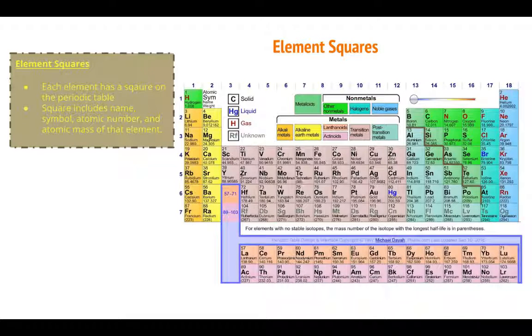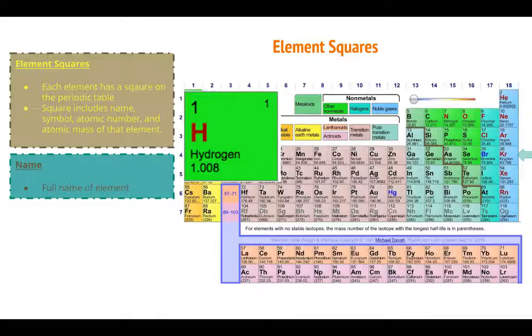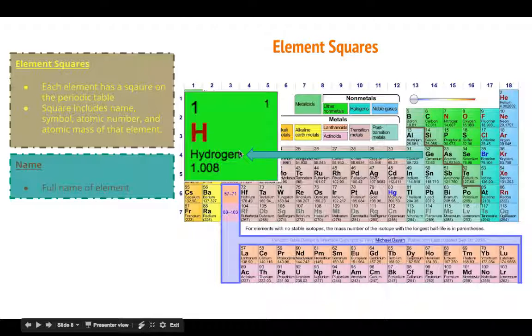And we have each one of these element squares, which is kind of like the element's ID cards. It tells you everything you need to know about it for the most part. So each element has a square on the periodic table. These squares include the name, symbol, atomic number, and atomic mass of that element, of which we're about to talk about, using the example of hydrogen. So first off, we have the name of that element, and the name is hydrogen. It's right there. It's completely spelled out, usually capitalized in the first letter, and that's a pretty simple one.